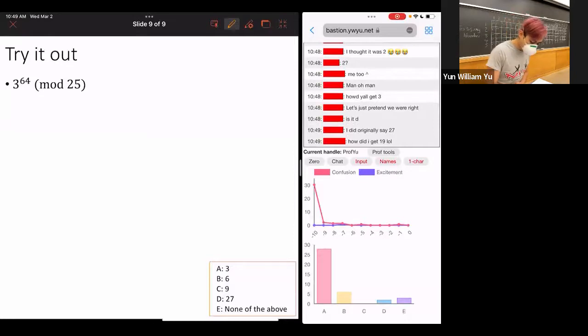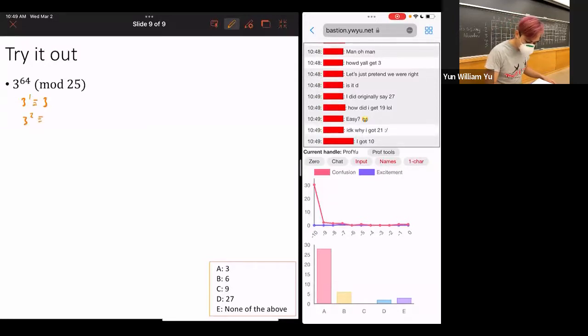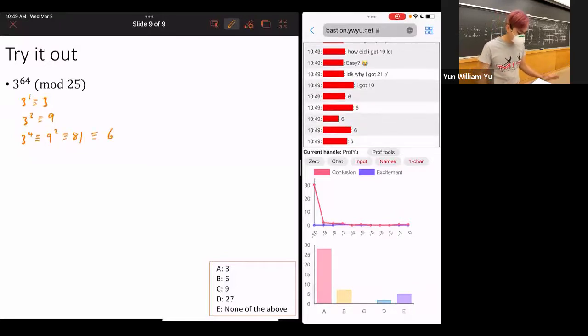So let's start with the easiest thing. 3 to the 1 is equivalent to 3, right? Okay, hopefully everyone is on board with me on there. So then 3 squared is equivalent to 9, right? So far, so good. Then 3 to the 4th is equivalent to 9 squared, which is equivalent to 81, right? What is 81 equivalent to? Okay, so that's equivalent to 6. Okay, so far so good.